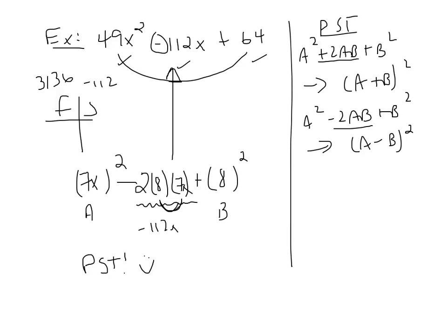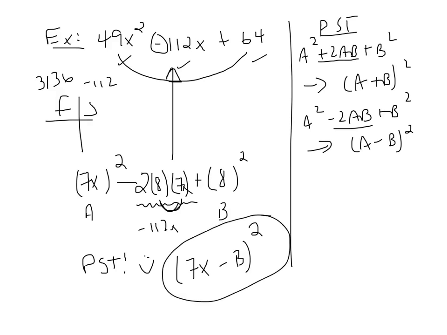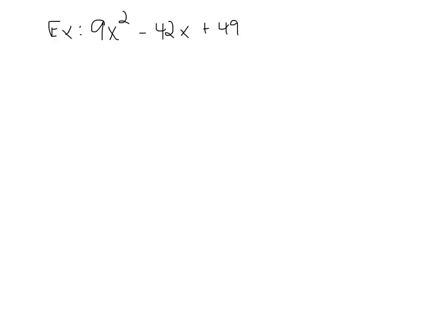So we don't have to do a factor sum chart. We see, okay, we have this form, a squared minus 2ab plus b squared, so the problem just factors into a minus b squared. And that's a lot easier than finding two numbers that multiply to 3,136 and add up to negative 112. Let's do another one.